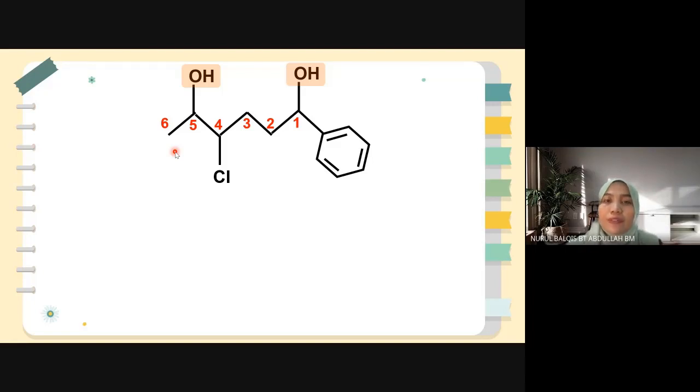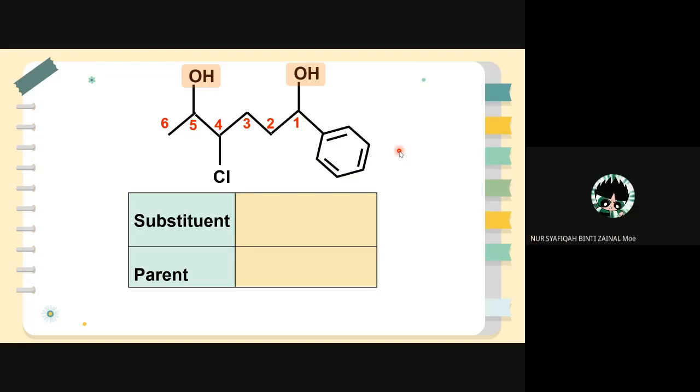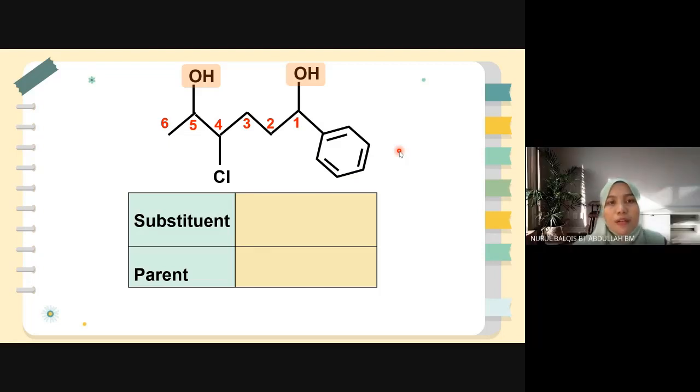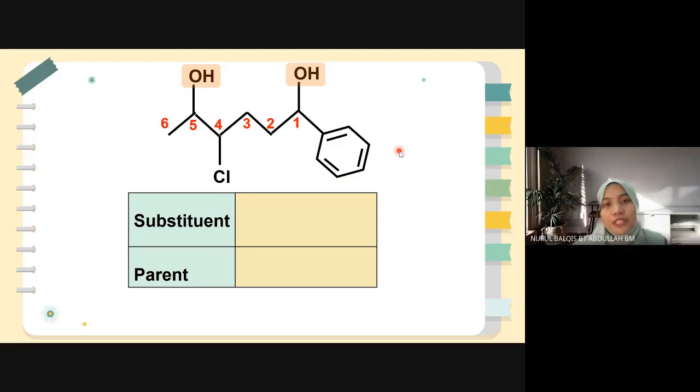Okay, so we have 2 substituents here, 2 substituents as in the prefix. We have at carbon number 1 and carbon number 4. At carbon number 1, what is the name of this substituent? 1-phenol. What about the number 4? 4-chloro. So siapa yang patut dinamakan dulu? Chloro. 4-chloro, 1-phenol. What about your parent and family?